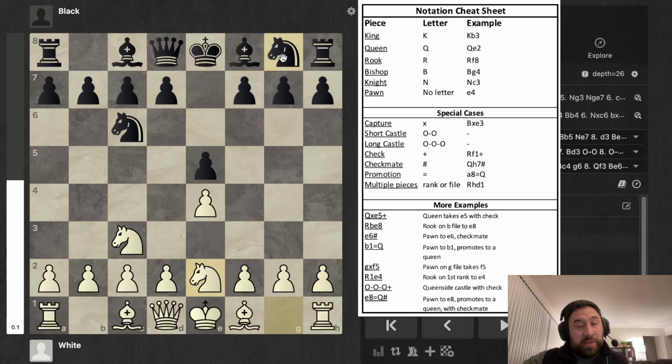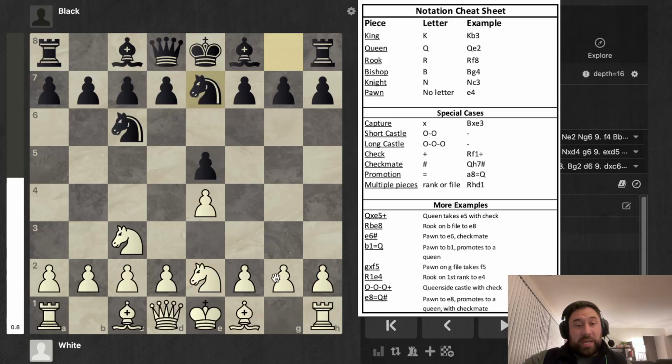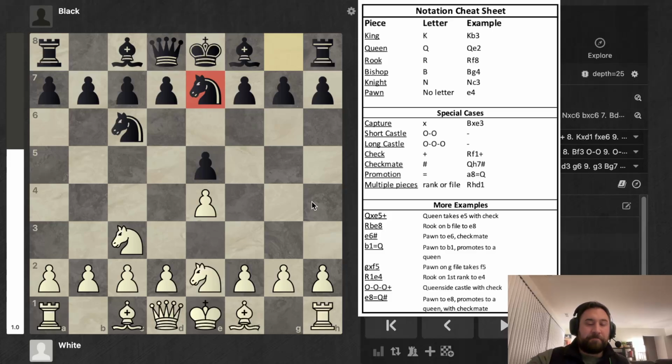Now black can actually do the same thing here. So let's get some more practice. Let's say black wants to move to this square. So they're going to go knight G, because it's also the one on the G file. Knight G to E7. So we would write that as NG E7, right? Very good. Okay, those are really the only special cases that I have for you guys.